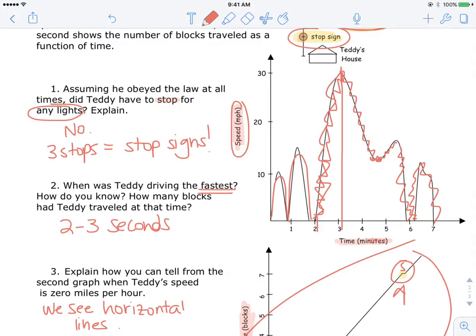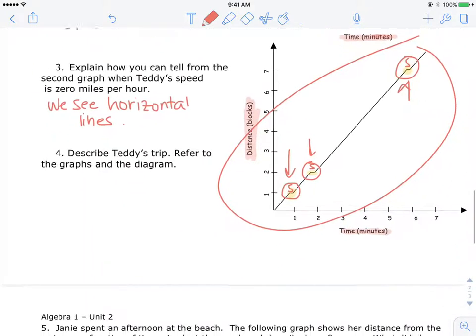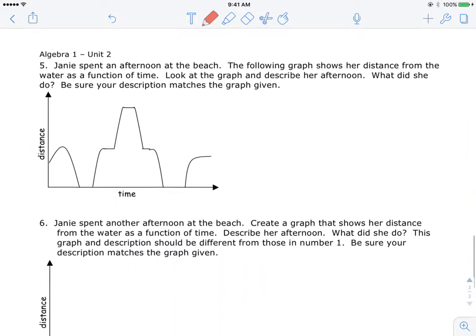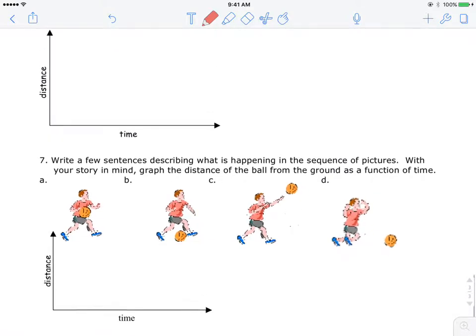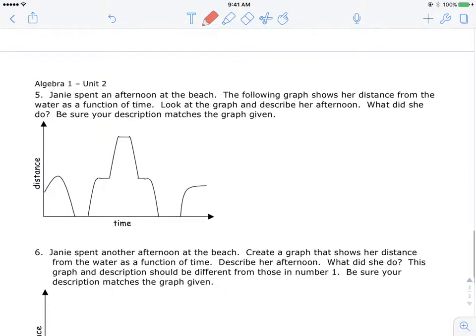All right, so again, guys, today's lesson is just being able to look at a graph and interpret it. Okay, I'm going to give you a little bit of time to look at these last ones. All right, and we are going to get practicing.